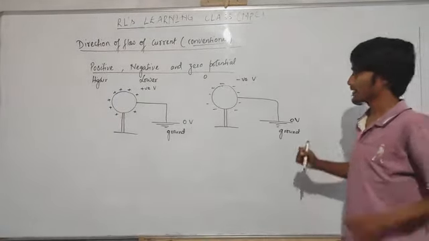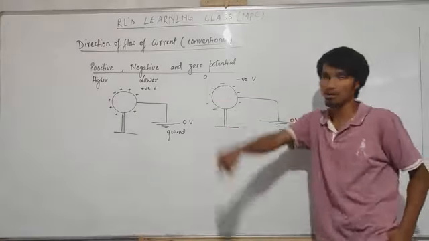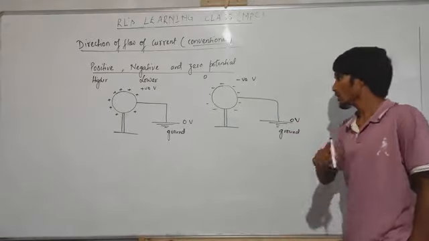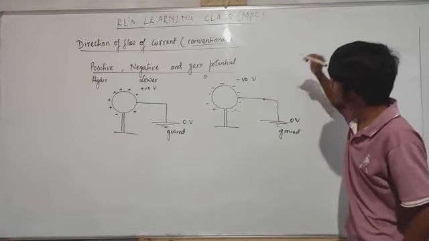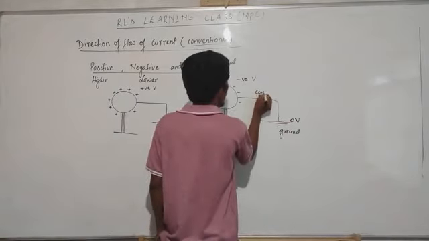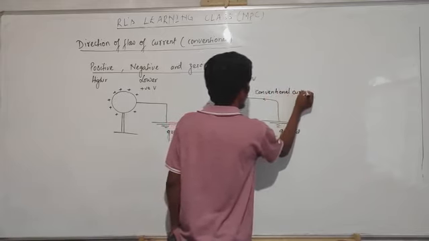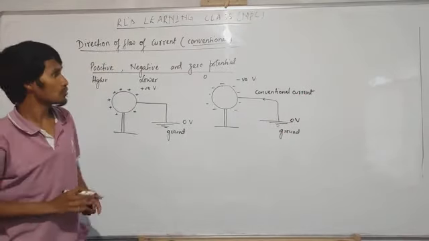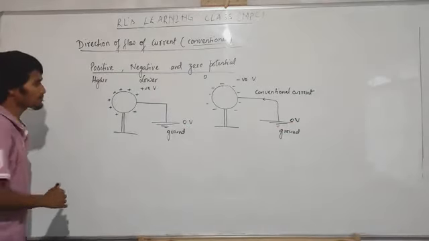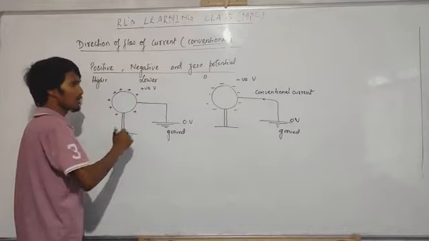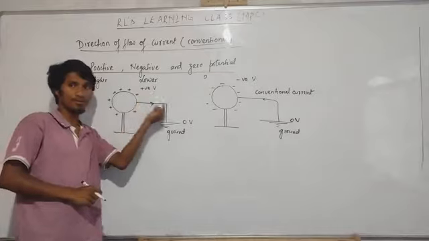If zero is greater, then what is the direction of current flow? From this conductor to the ground, or from the ground to the conductor? The current, or the potential, or the energy will flow from zero to negative. This is the direction, and this will be the conventional current. From zero to negative, because zero is greater than minus. But here positive is greater than zero, so here it will flow to the ground. The direction here is from positive to zero.